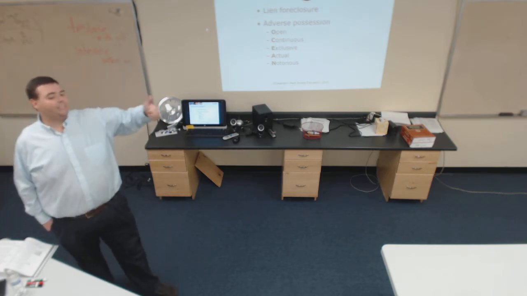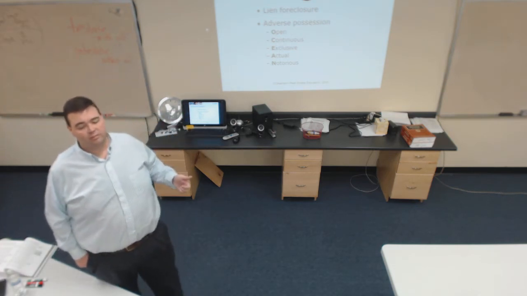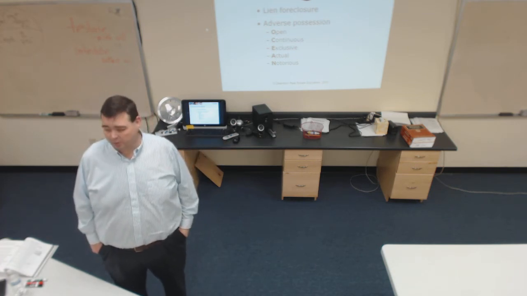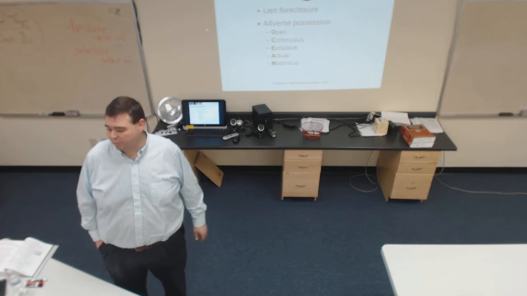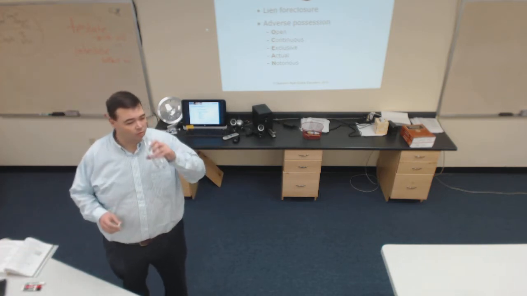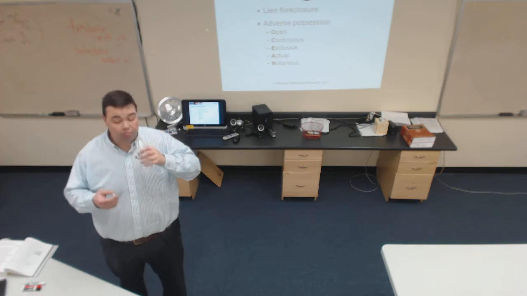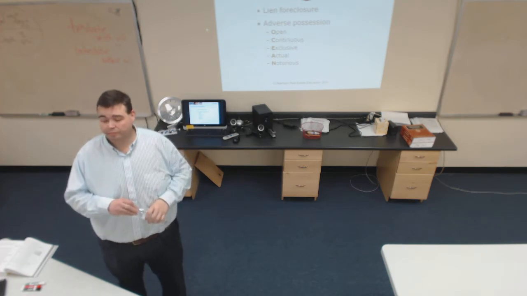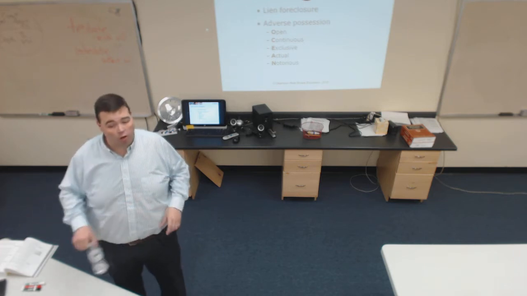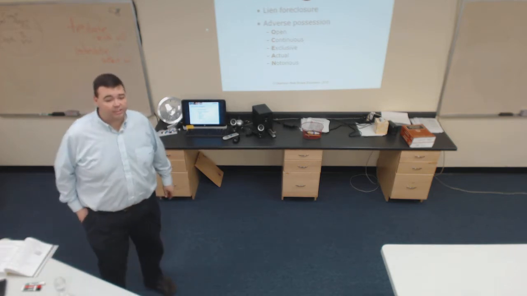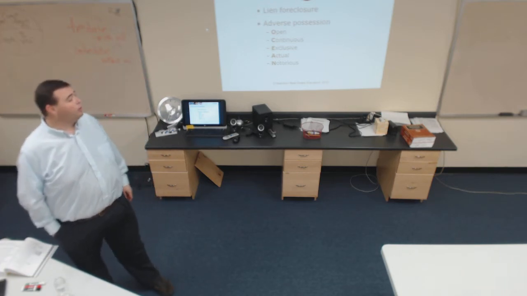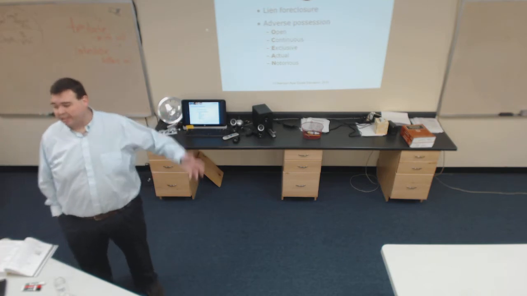So what kind of liens can be foreclosed? Specific liens or general liens? Specific liens. And give me some examples of specific liens. Mortgage, special assessments, property taxes, mechanics liens. Those are all examples of specific liens that we have talked about. And that would be a lien foreclosure. Okay? Involuntary alienation, done against my will.